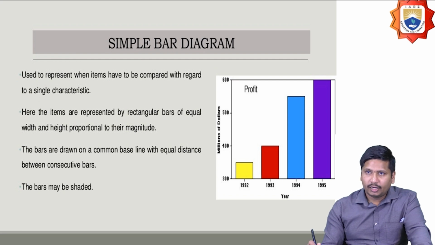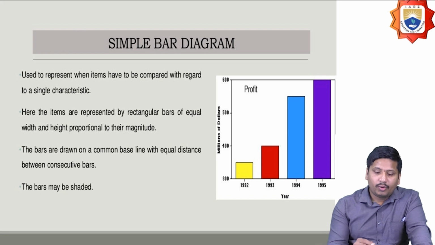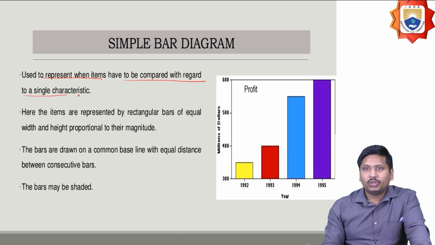Normally, this bar diagram will be of different types, like simple bar, composite bar, multiple bar. If I take the simple bar, it is normally used to represent when the items have to be compared with regard to a single characteristic.